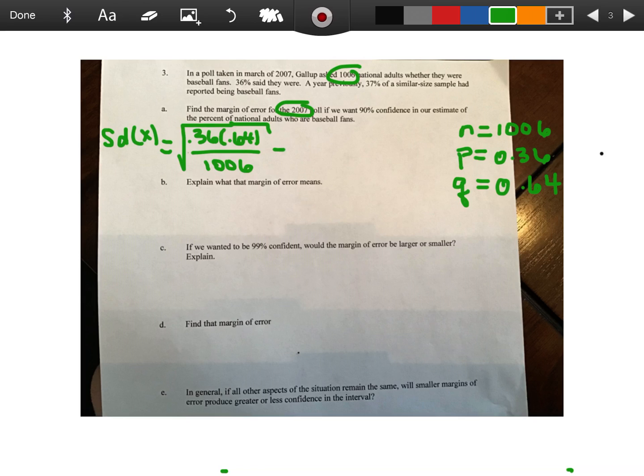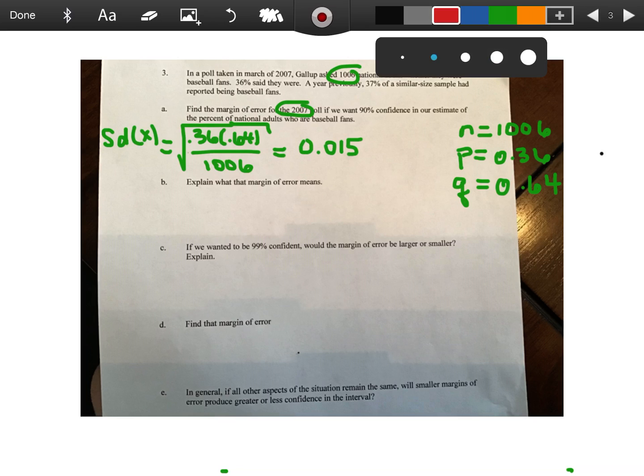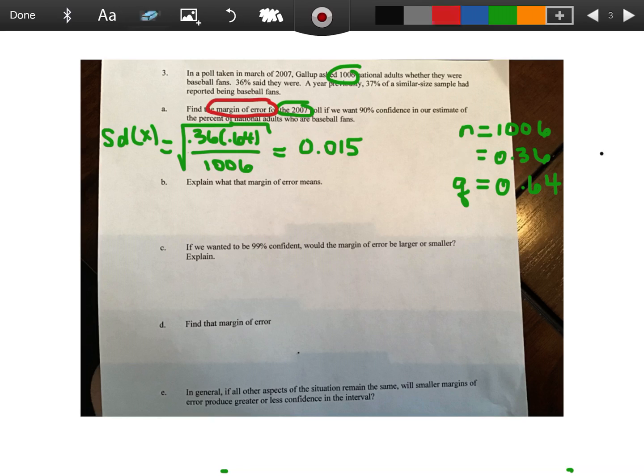When I type that in, I get my standard deviation is 0.015. Now it's asking me for the margin of error, which means how far am I off? And if you go back to your previous notes, we talked about the fact that the margin of error is how far I'm going to go to the right of my mean and how far I'm going to go to the left of my mean.